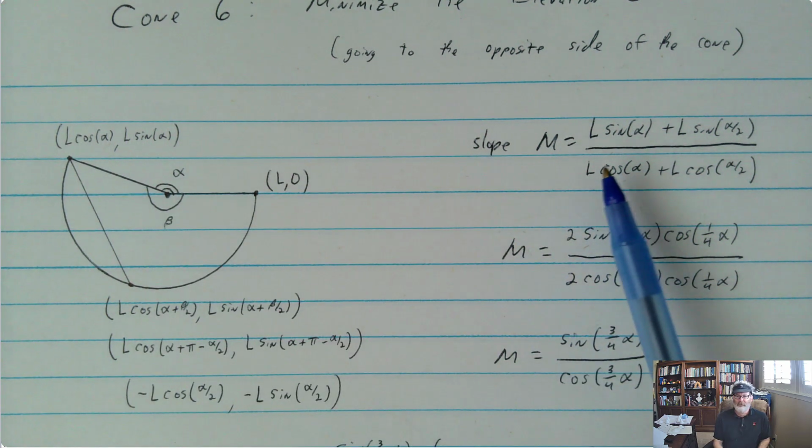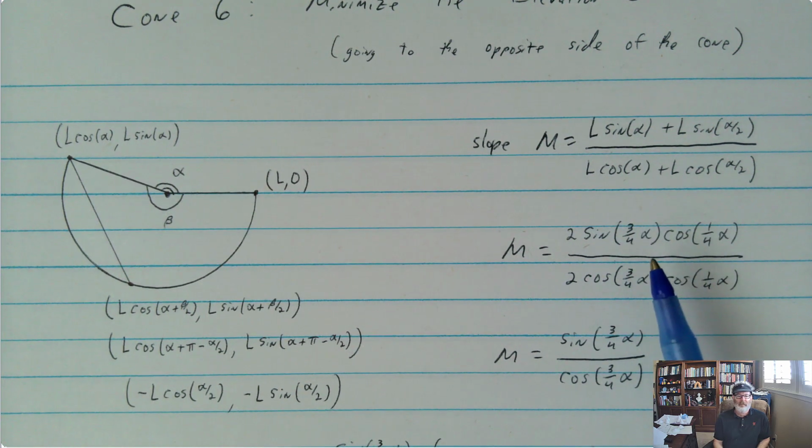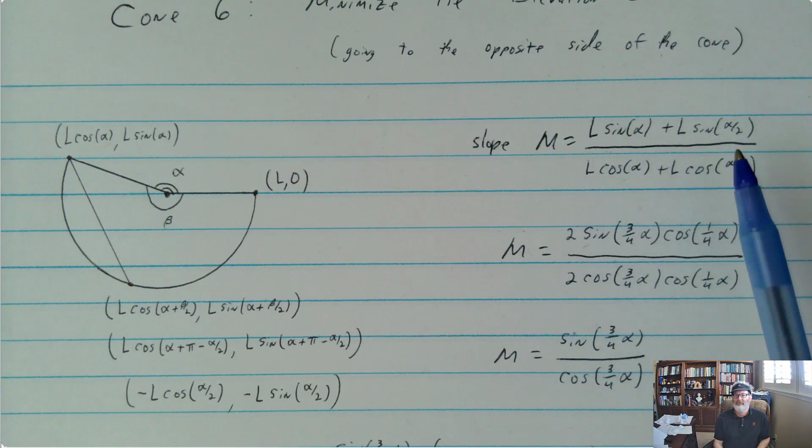All right, so anyway, the slope of that line, change in y over change in x, L's cancel. And then I have a sum of sines.